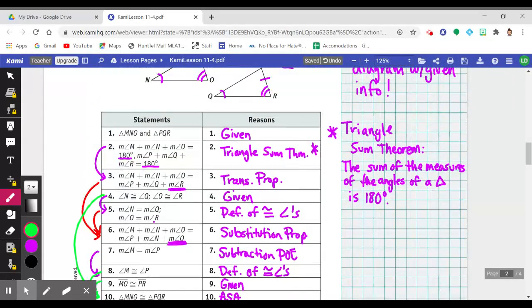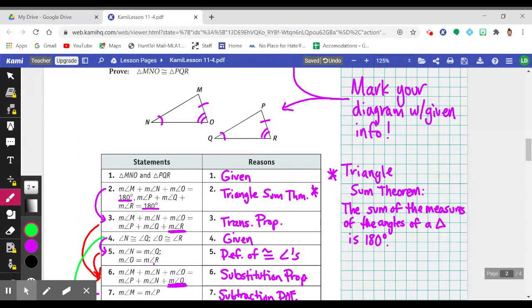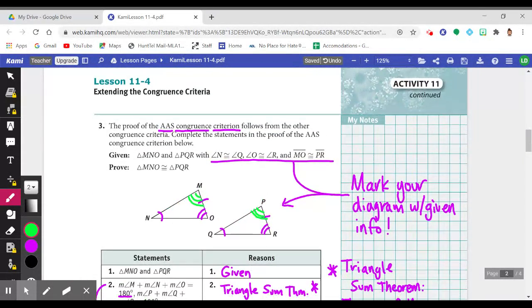Now that we just proved that angle M is congruent to angle P, we now have 2 pairs of angles and the included side, which we proved in lesson 11-3 is a valid congruence criterion. So by proving that angle M is congruent to angle P, and therefore proving these two triangles congruent using angle side angle, we just showed that the angle angle side congruence criterion is also valid.